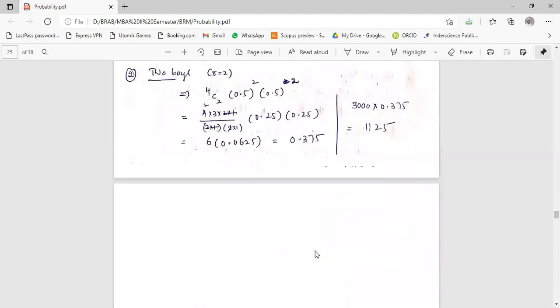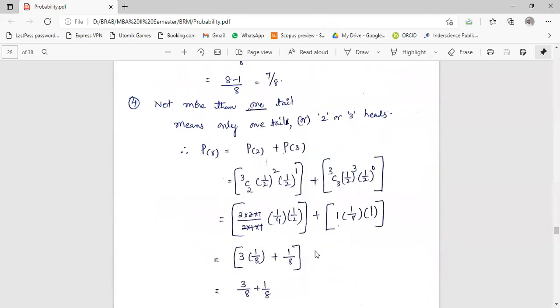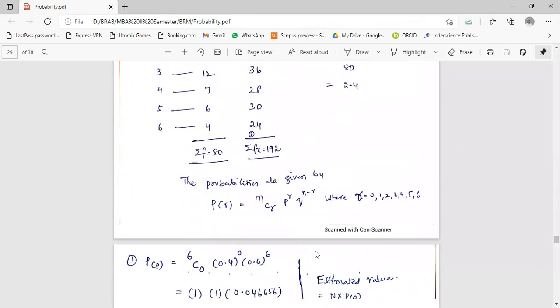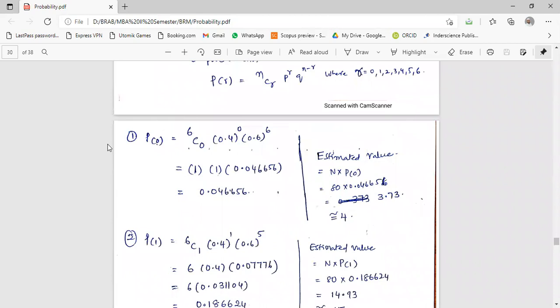Likewise, here in this case also, while fitting the binomial distribution, we just got the probability here, that is 0.046656. But if you want the estimated number, you have to multiply with the total frequency. What is the total frequency here? 80. So sigma f is equal to capital N. So estimated value is equal to N into P of 0. What is N here? 80 into 0.046656. So what you got? 3.73.